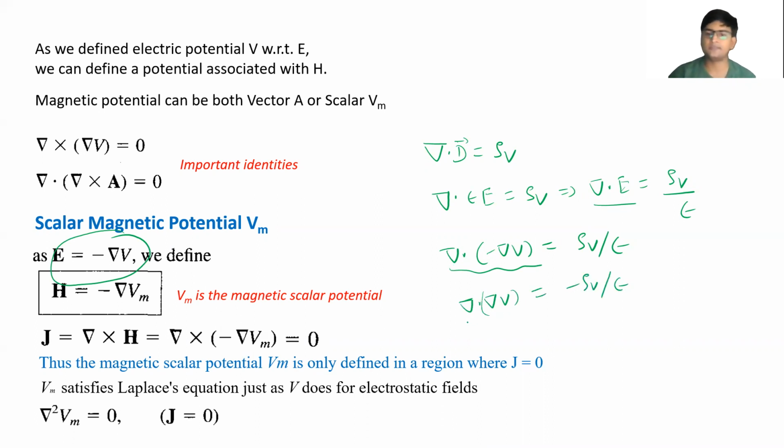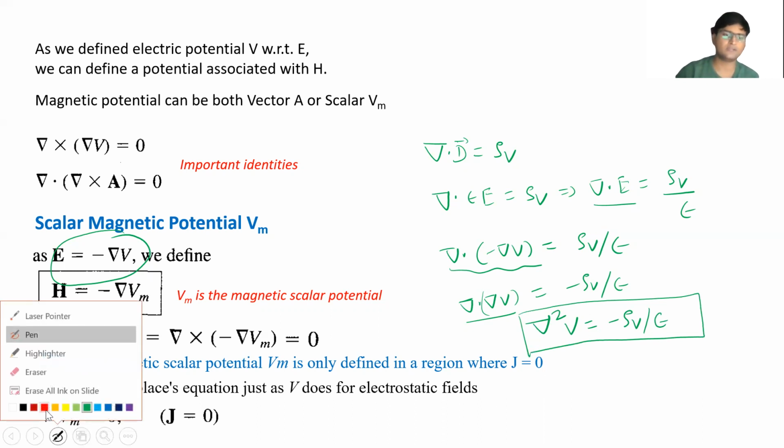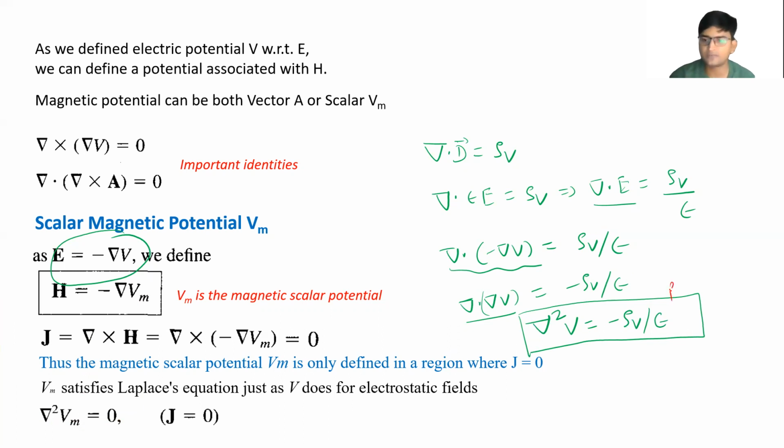And this quantity is basically called Laplacian. It is also written as del square V is equal to minus rho V upon epsilon. So del square V is equal to minus rho V upon epsilon. This is a very famous equation and its name is Poisson's equation.